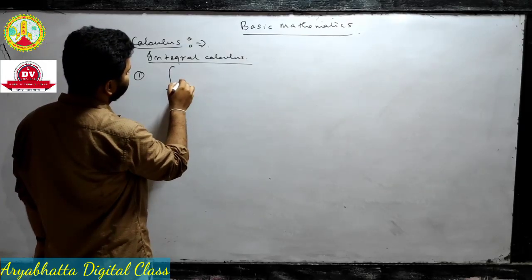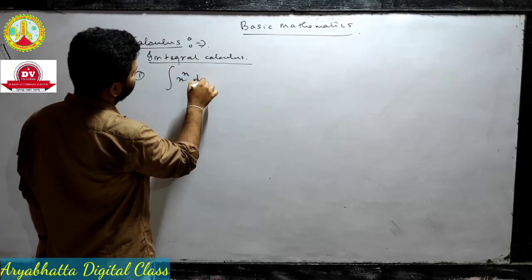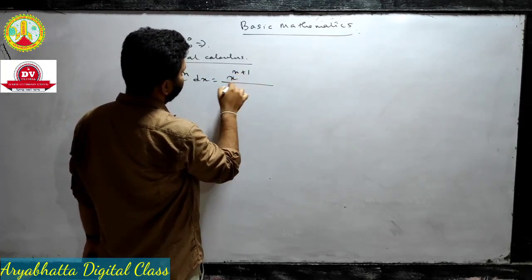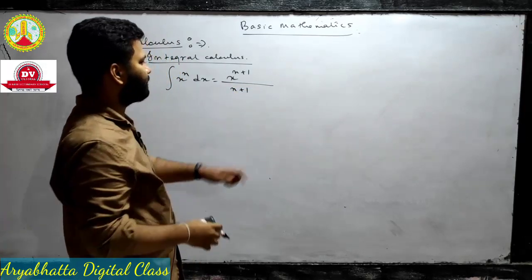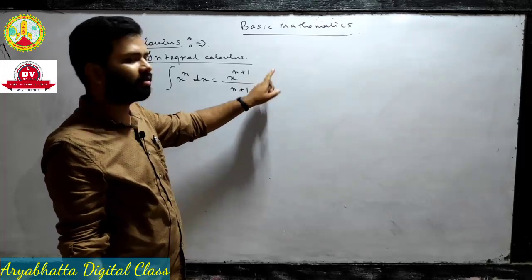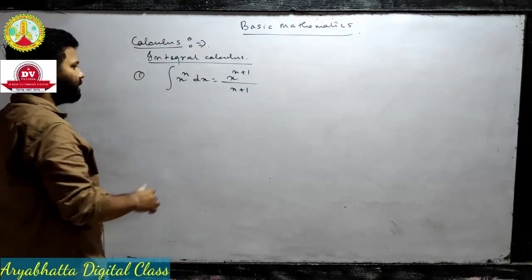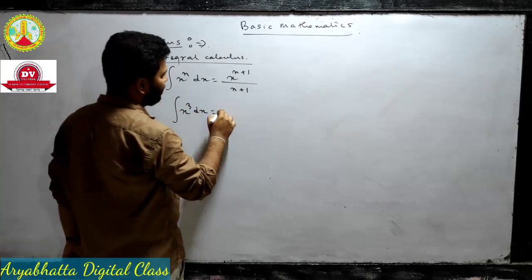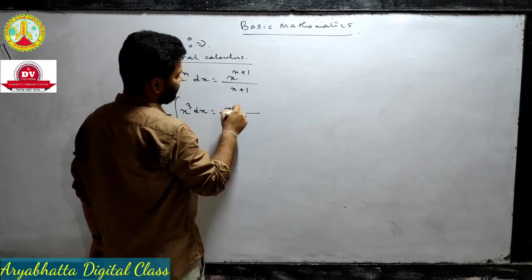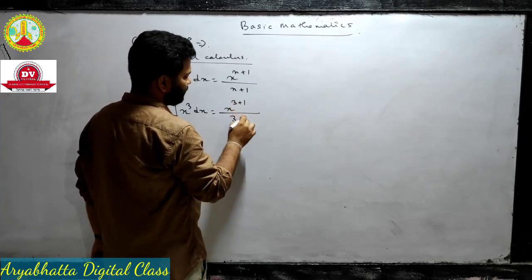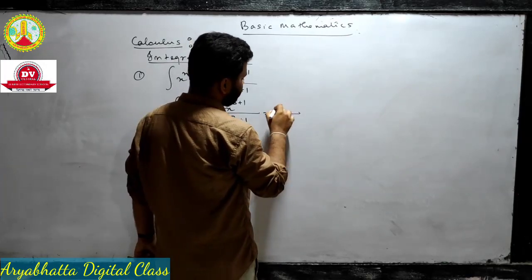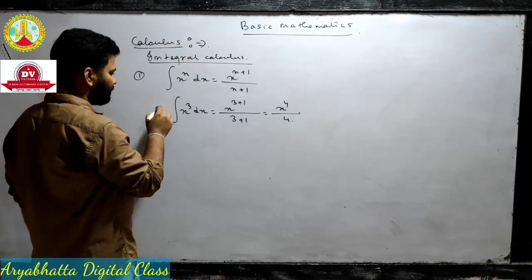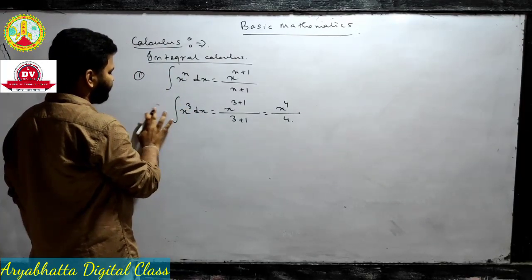integration of x to the power n dx is equal to x to the power n plus 1 by n plus 1. बाद में एक कांस्टेंट आता है, but we will not write the constant now. So for example, suppose integration of x to the power 3 dx. What is the value of n here? 3. So it will be x to the power 3 plus 1 by 3 plus 1, that is x to the power 4 by 4. Okay. Acha, this is question number A.